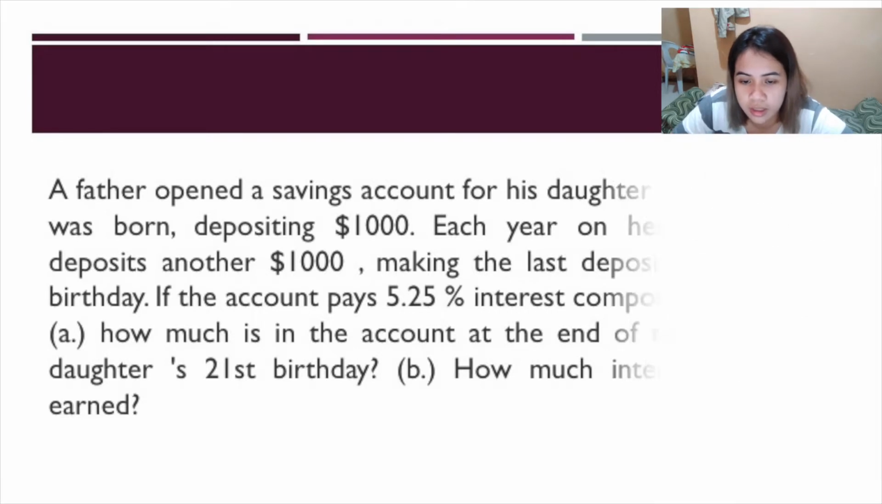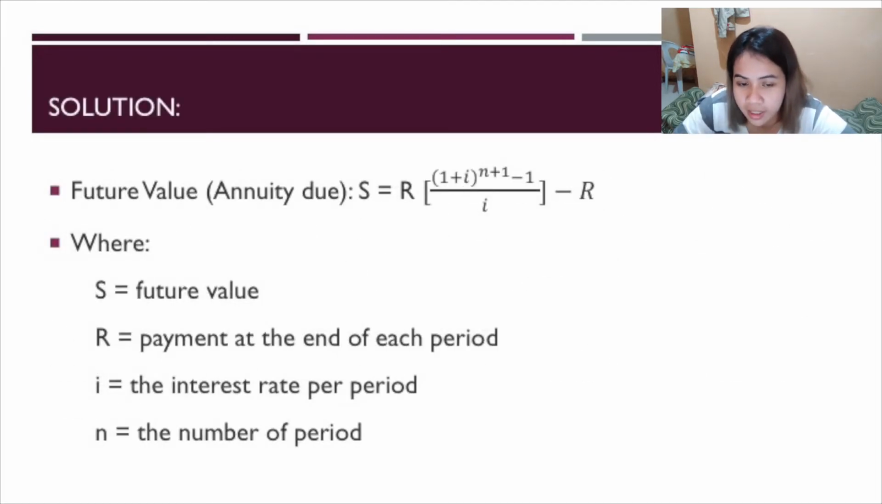The solution goes like this. Annuities due are annuities in which payments are made at the beginning of each time period, as opposed to ordinary annuities where the payments are made at the end of the periods. So the formula for the future value of an annuity due is S = R[(1 + i)^(n+1) − 1]/i − R, where S is the future value, R is the payment at the end of each period, i is the interest rate per period, and n is the number of periods.